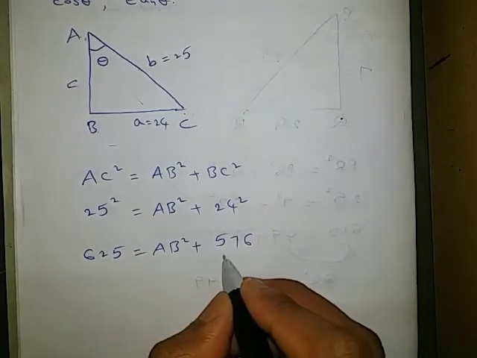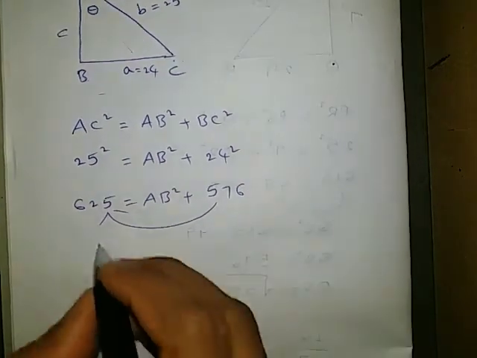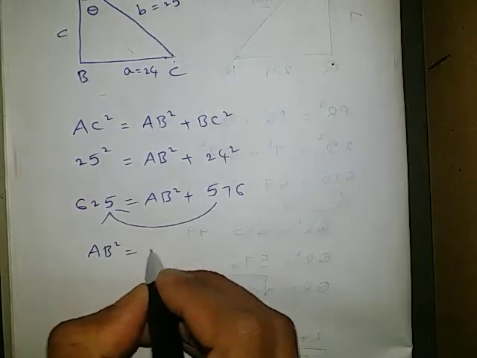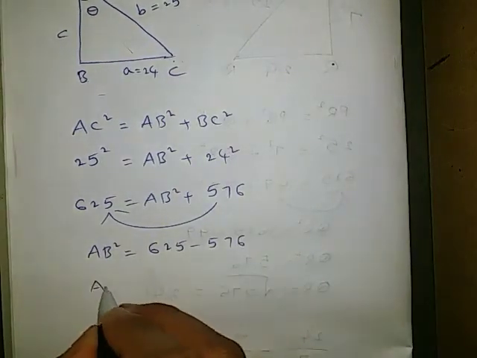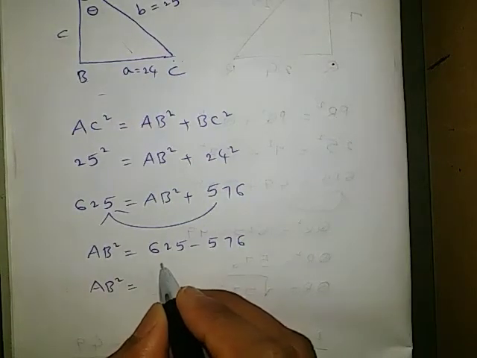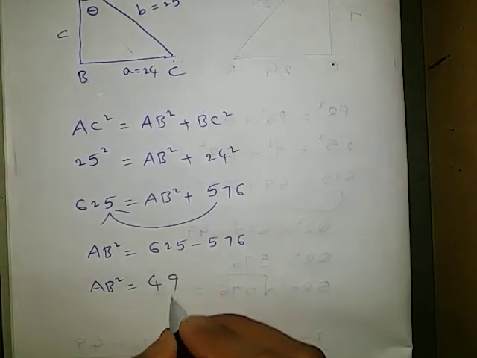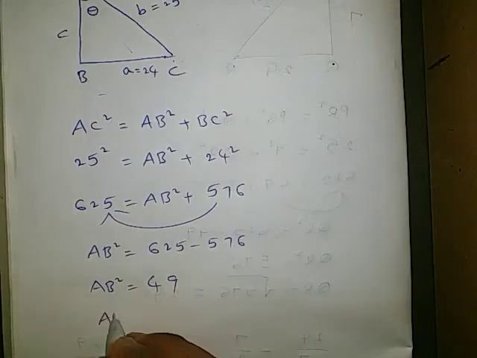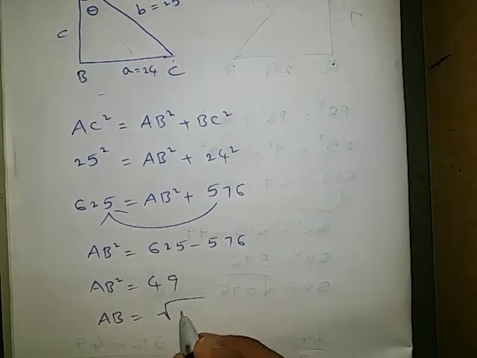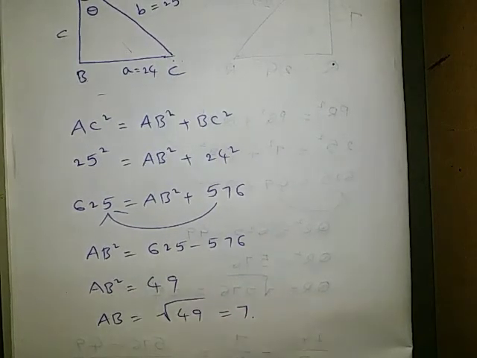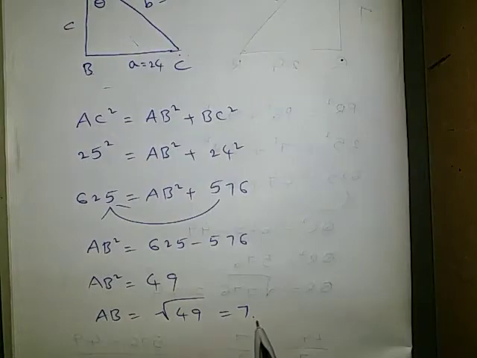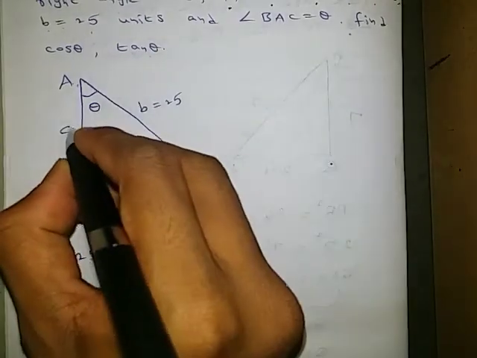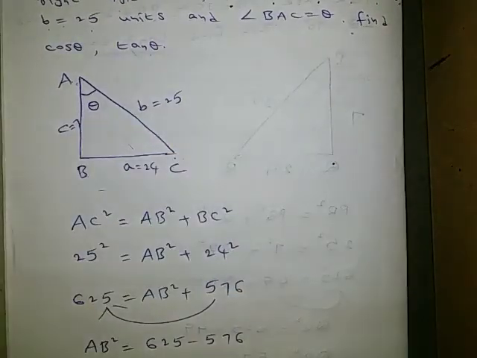We want the AB square value, so take 576 to this side. AB square is equal to 625 minus 576, which is 49. AB square is 49, then the AB value is root 49, nothing but 7. So AB is equal to 7. Now AB, which is the small c value, we also got, that is 7.